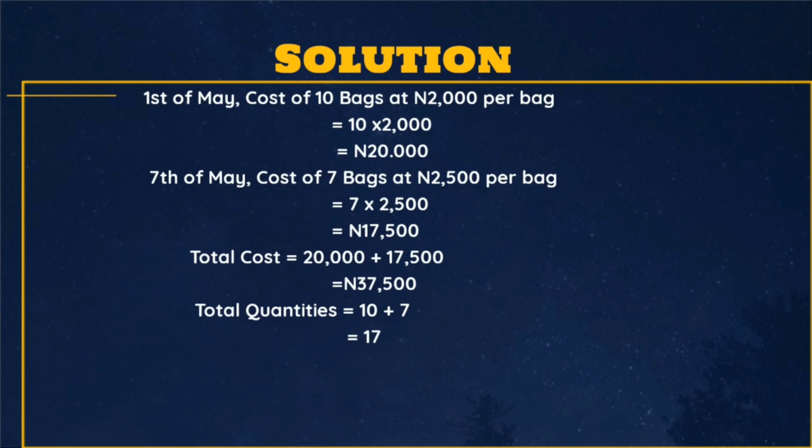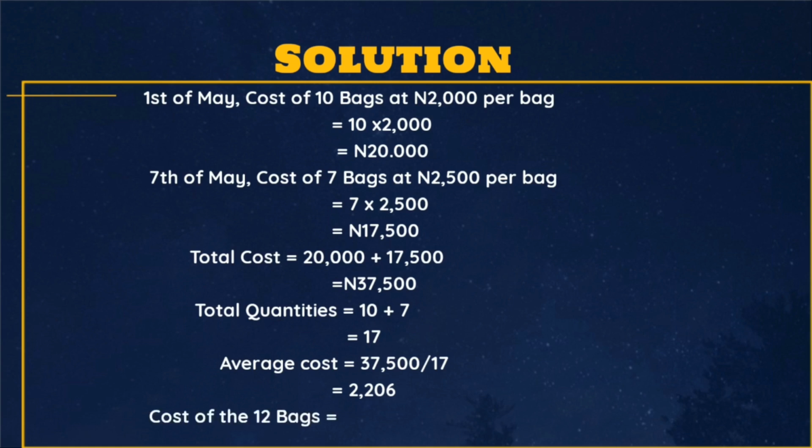Now, if we're talking about average cost, the average cost is going to be total cost divided by total quantity. That is, the average cost is going to be 37,500 divided by 17. If we divide 37,500 by 17, it's going to give us 2,206. That means using the average cost, the cost of one bag is going to be 2,206. This is the amount at which the bag will be supplied out.